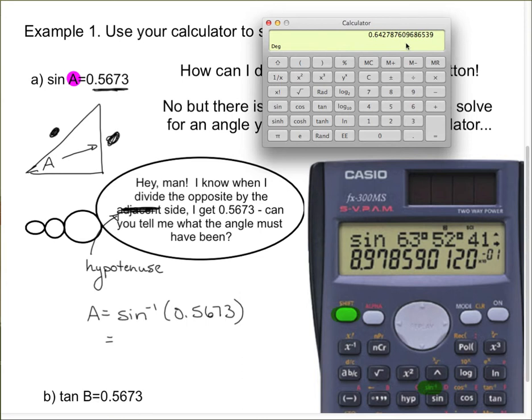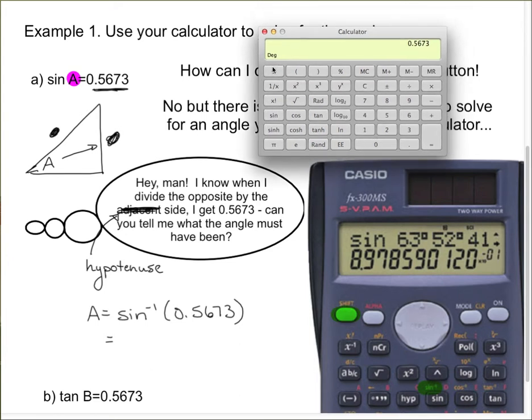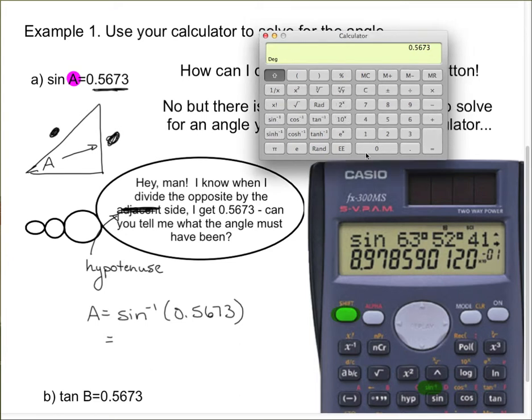We have to do it backwards. So I'm going to clear what's on here, and then I'm going to type in 0.5673. And now instead of pressing just sine, I would press sine if I knew what the angle was. But since I don't know the angle, since I'm finding the angle, I have to press shift. On here, the shift looks like this little up arrow. And then I'm going to press sine. See how it turned into sine the -1 on this calculator?